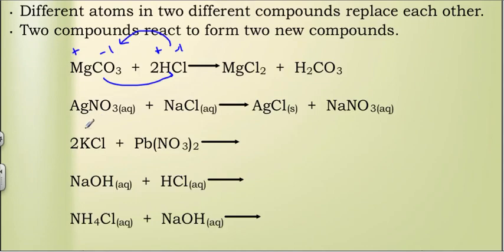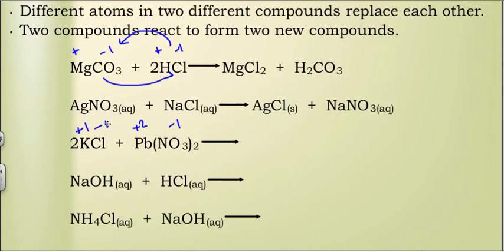So potassium chloride, positive, negative. And then lead is going to be, if we see the 2 over here, we know that this is going to be positive, but which version of it? It's going to be positive 2, because there's a 2 right here. We reverse, crisscross, and drop. And then NO3 is -1.